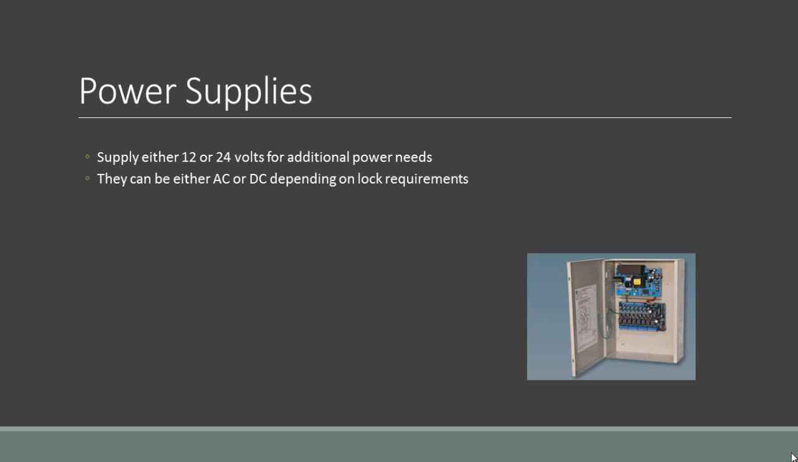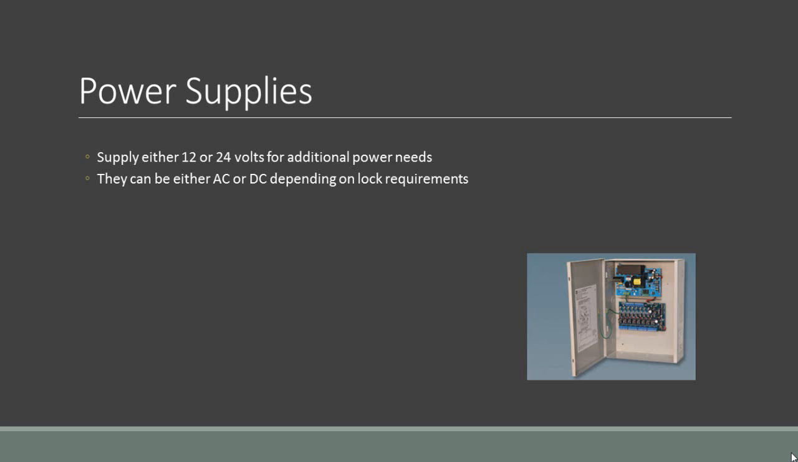Power supplies. These are used to either provide 12 or 24 volt for additional power needs. An example would be a mag lock. They can either be alternating current or direct current depending on the requirements of the lock. Power supplies have fuses or a resettable surge protector to protect all of the devices in this circuit as well as its power supplies.